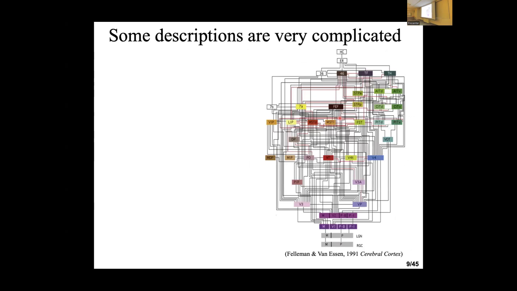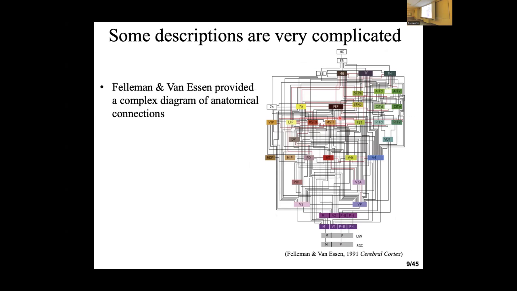But I think the other way to describe visual architecture, which has already shown up twice in this symposium, is this Felleman and Van Essen diagram. It's a famous, complex diagram of the anatomical connections, coming from the collection of the macaque tracer studies. So it talks about a hierarchical structure, but the anatomy is complex.